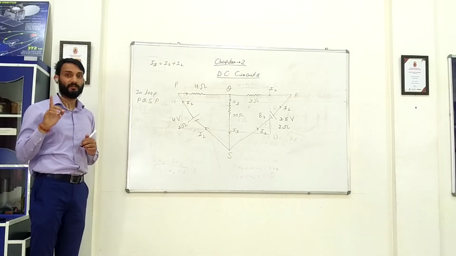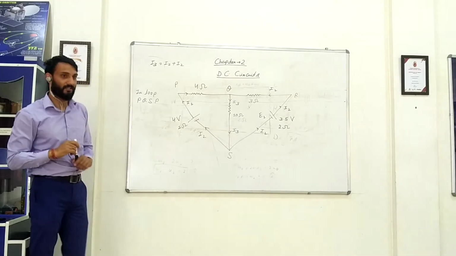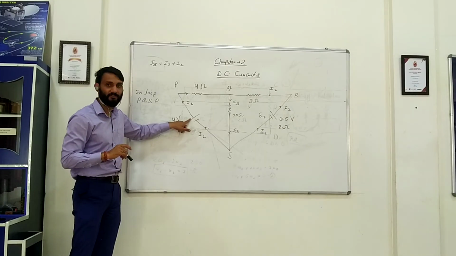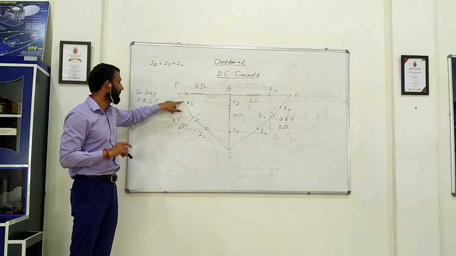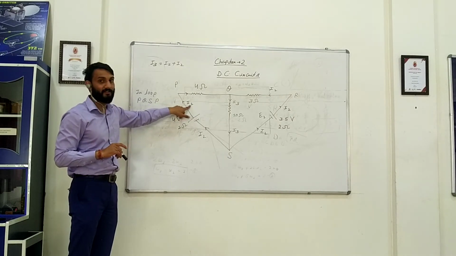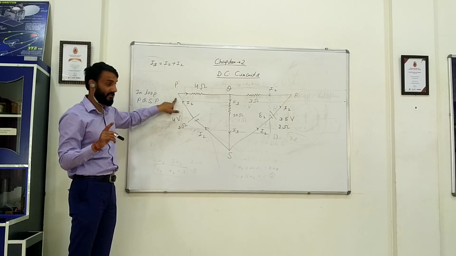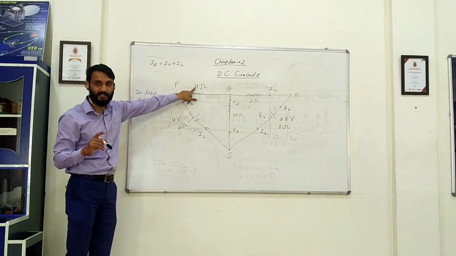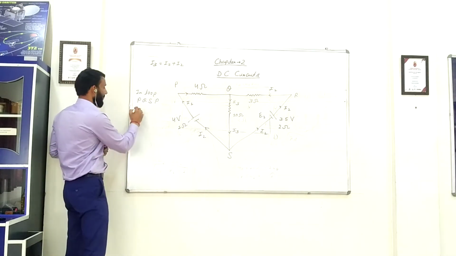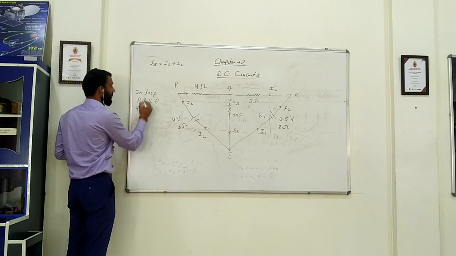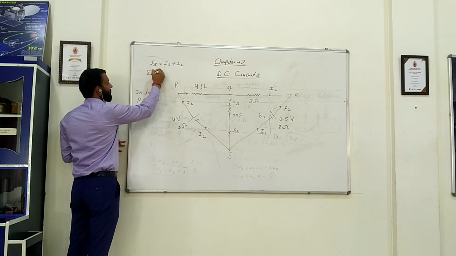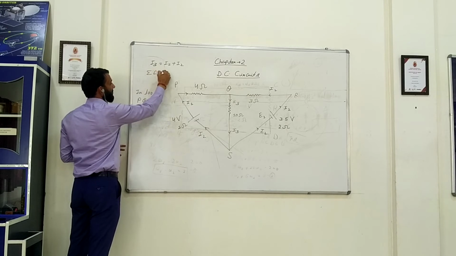Move from the positive of the battery. We'll start moving from here. Which current is going? I1. Are you moving in the direction of the current? Answer is yes. Multiply this I1 with this one. It will come 4I1, because of Kirchhoff's second law, summation delta V is equal to 0.